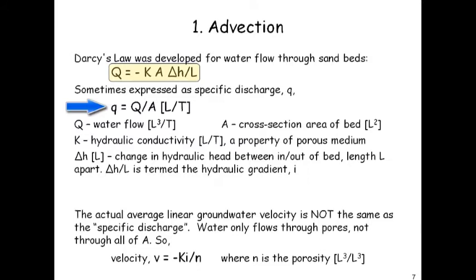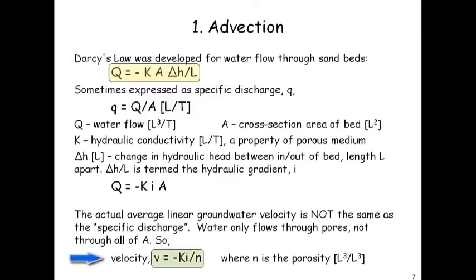Note that sometimes we refer to something called the specific discharge by dividing Q by A. This gives us dimensions of velocity, but this is really not the average linear groundwater velocity that we're probably interested in. We can simplify Darcy's law as being equal to KIA with a negative sign, where I is this gradient, the change in head over some length.